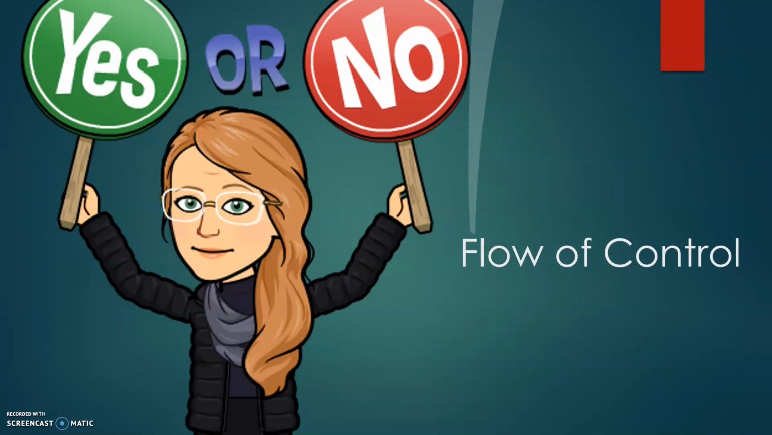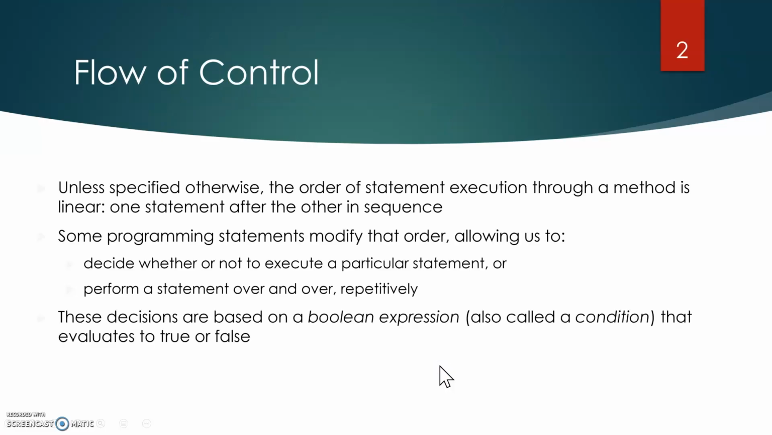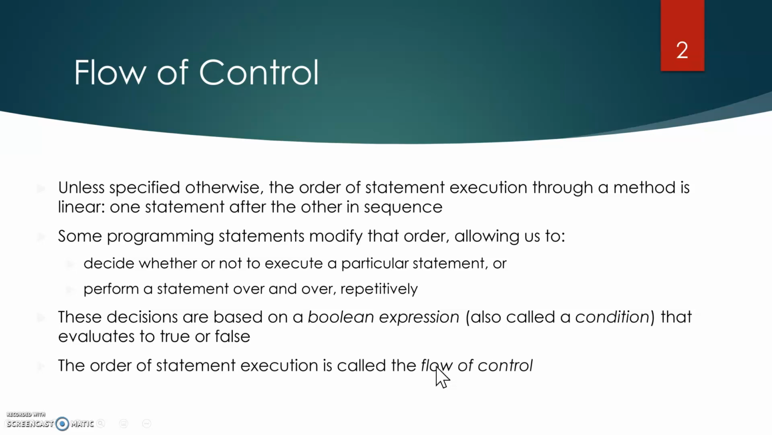A Java application begins with the first line of the main method and proceeds step by step until it gets to the end of the main method. Invoking a method changes the flow of control. Unless specified otherwise, the order of statement execution through a method is linear, one statement after the other in sequence.